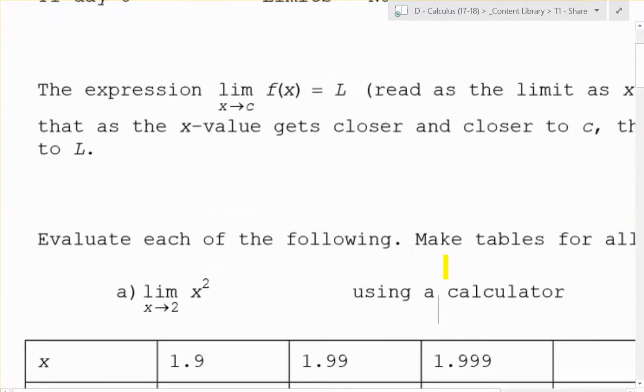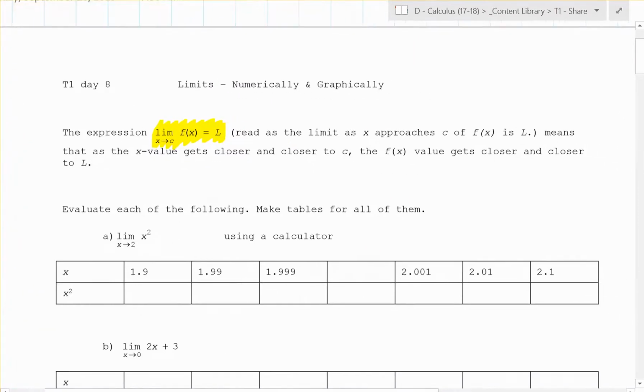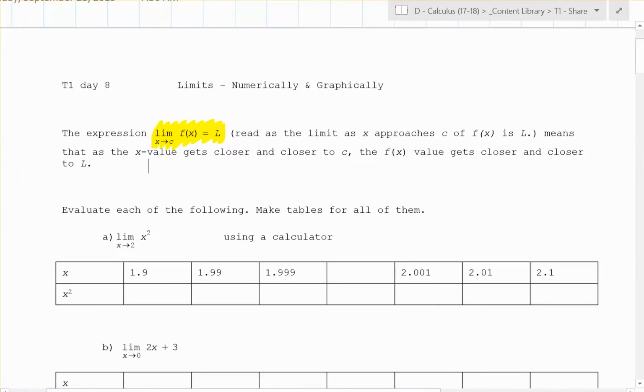Right at the top here, you'll see this thing which we've written many times already in class, and you read it as follows. The limit as x approaches c of f of x is L. It means that as the x values get closer and closer to c, f of x, the output value, gets closer and closer to L.